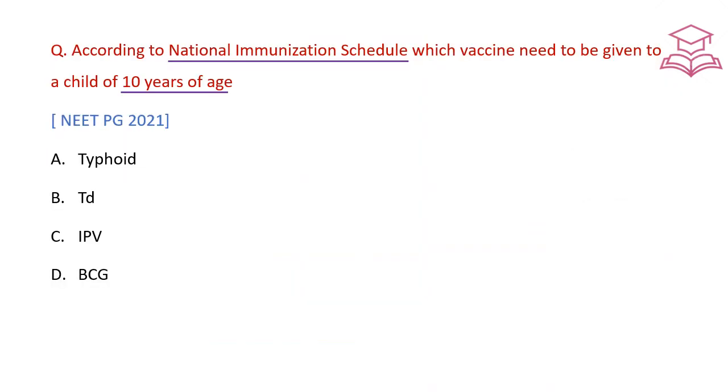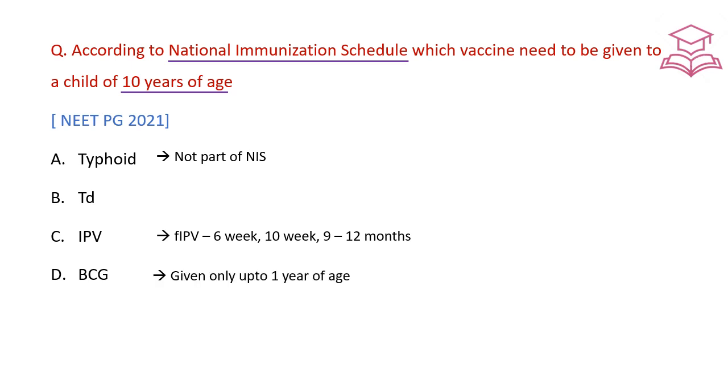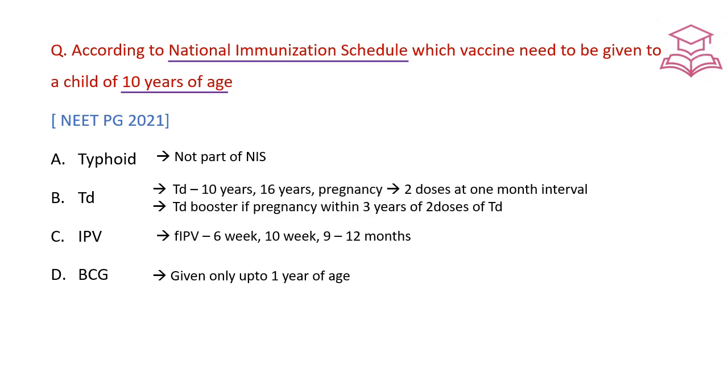Coming back to the question, typhoid is not a part of National Immunization Schedule. Inactivated polio vaccine is given at 6 weeks, 10 weeks and 9 to 12 months. BCG is given only up to 1 year of age. So the answer is TD vaccine, which is given at 10 years, 16 years and pregnancy.